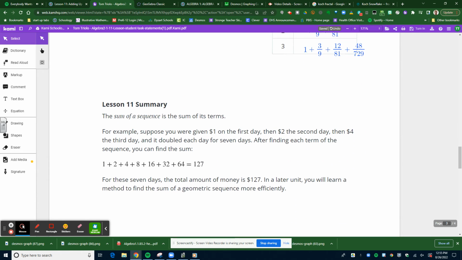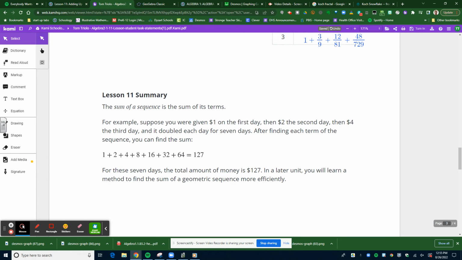So we're going to keep these relatively simple right now. I'm not going to teach you the fancy formula for summing up things. But here's just a kind of a summary. The sum of a sequence is usually pretty easy to do when there's small numbers, and we're going to keep them small initially. Okay, so in this case, you're given $1 the first day, $2 second day.